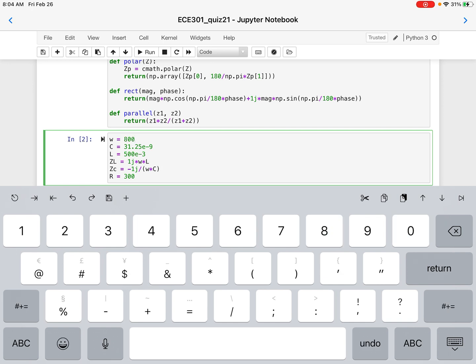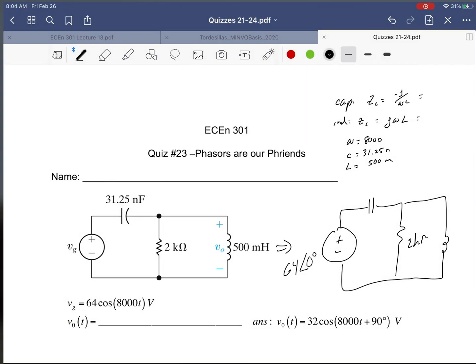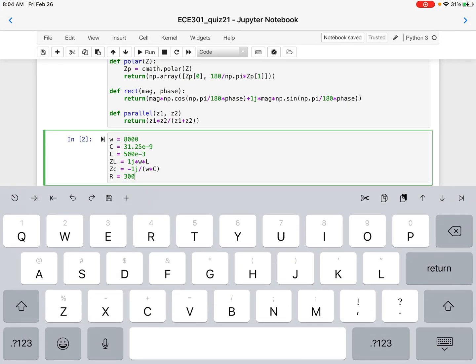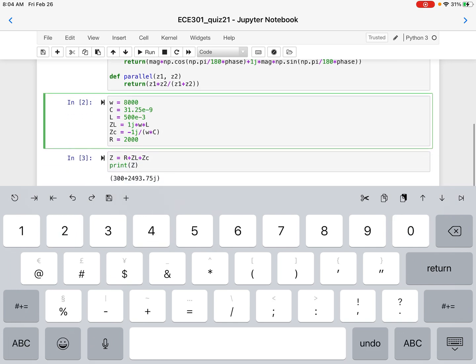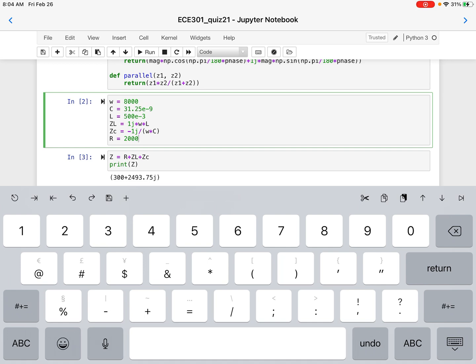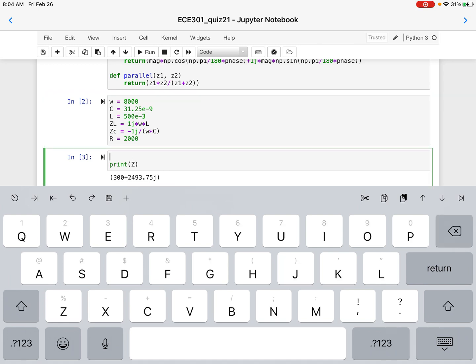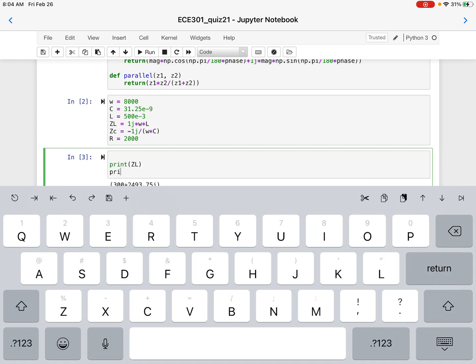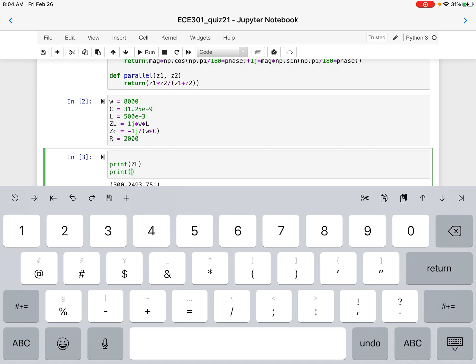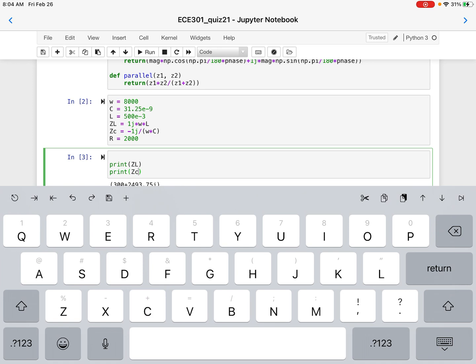So we'll put 8,000 in here, and then ZL is going to be J omega L. ZC is 1 over J omega C. And we have a resistance here of 2 kiloohms, so I'm going to put in 2,000. Then I'm going to get rid of some of this, and print out ZL and also ZC.